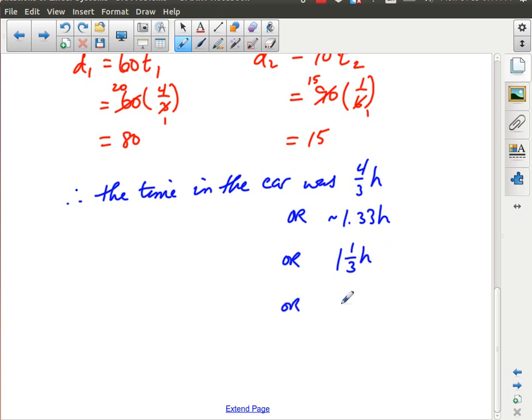Or, and I think this is the best answer, 1 hour and 1/3 of an hour. How many minutes is that? 1/3 of an hour is 1/3 of 60 minutes. That's equal to 20 minutes. And that, I think, is the best possible choice for our answer here. 1 hour and 20 minutes. It's the most meaningful answer to someone who's asking this question.